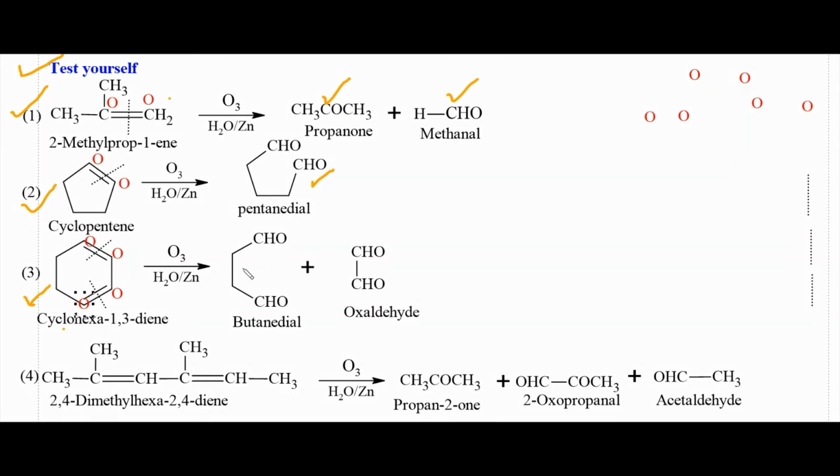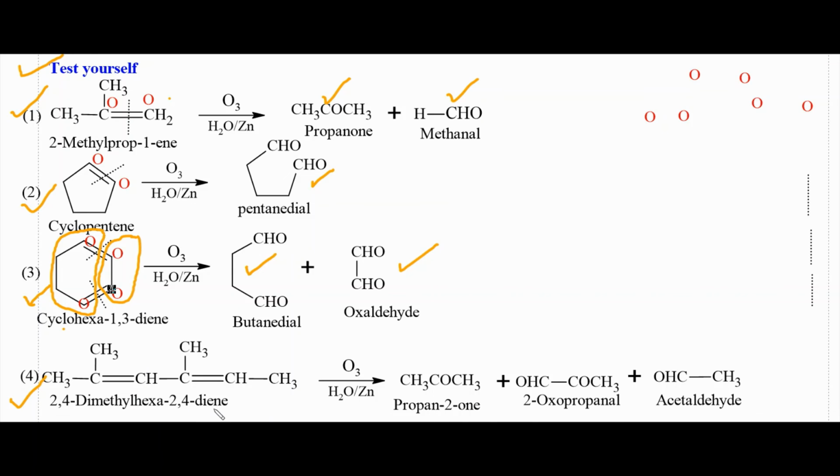Due to the breaking of the ring, we get a fragment like this. This carbon atom is CHO, this one is CHO. So this fragment is butanedial. The next fragment is this one. Here the end carbon atom is CHO, this is also CHO. So the product is CHO-CHO, oxaldehyde.